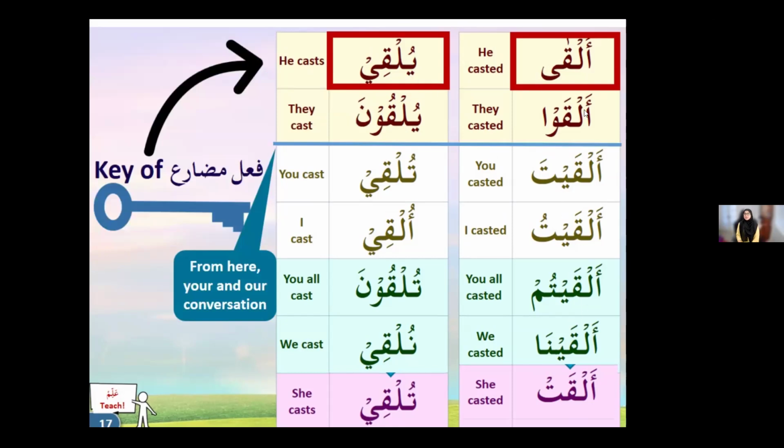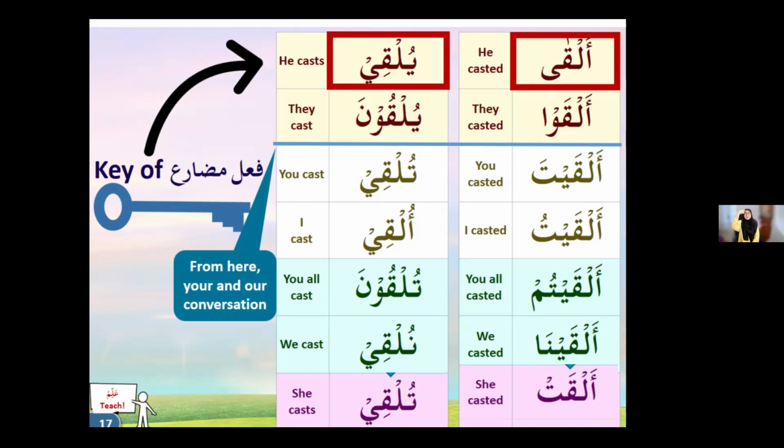We finished the madi: alqa, alqaw, alqaita, alqaitum, alqaina, alqat. Now yulqi. This is fi'l mudari'. Yulqi, he casts. Yulquna, they cast. Then tulqi, you cast. Ulqi, I cast. So again, let's practice. Yulqi, he casts. Yulquna, they cast. Tulqi, you cast.